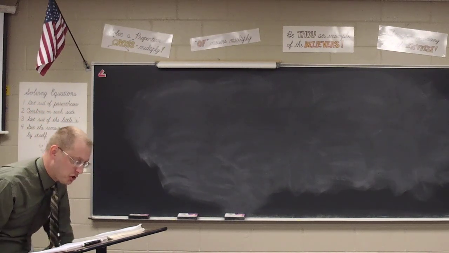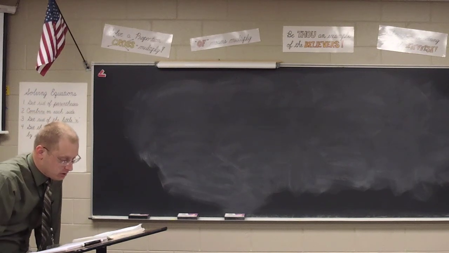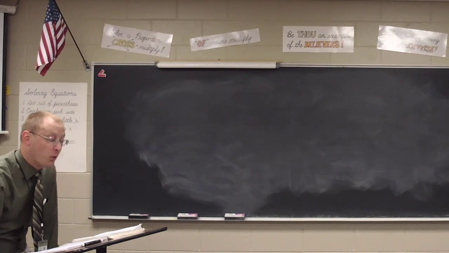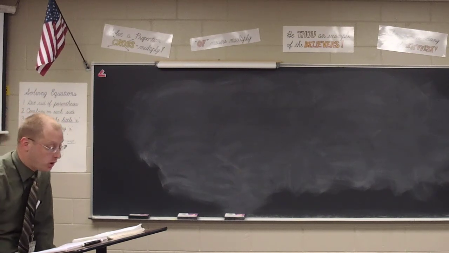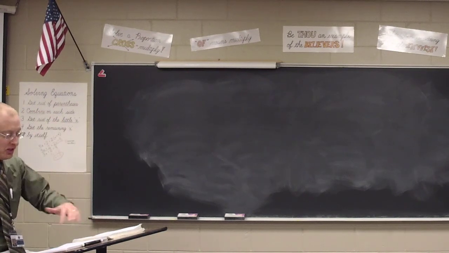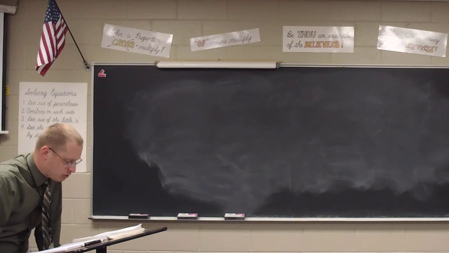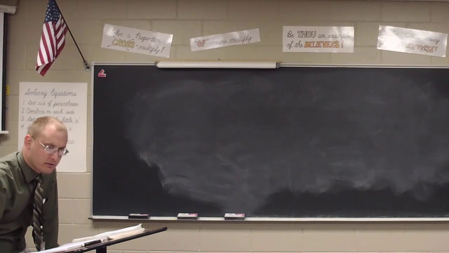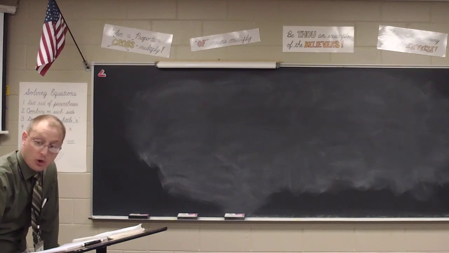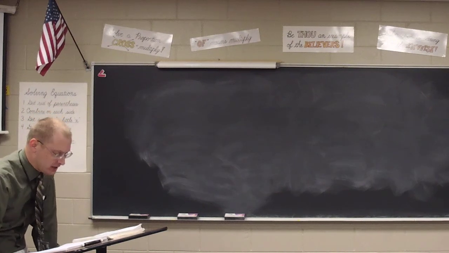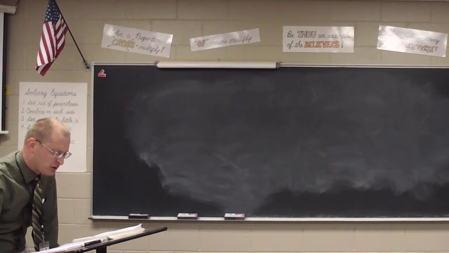Now let's look at number 33. What quadrant, class? Quadrant 4. Negative 12 degrees would be in quadrant 4. We're skipping around a little bit now. And so what would we expect to be positive, class? Cosine and secant. Everything else is negative.